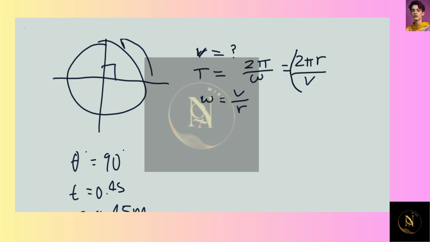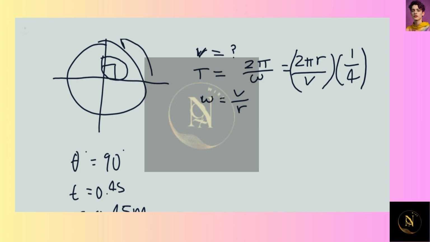But we have to be careful here because T describes the amount of time that it takes for an object to complete one full revolution in a circular path. However, we are only going across 90 degrees, as you can see right here. And so, since 90 degrees represents 1/4 of a circle, this whole quantity is going to be multiplied by 1/4.